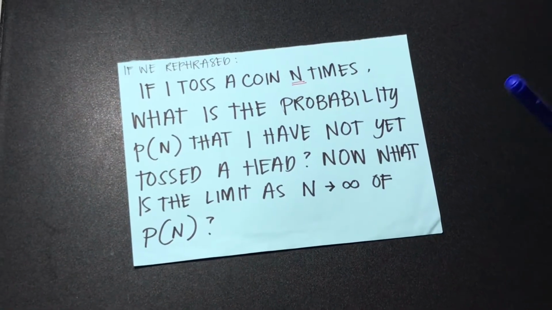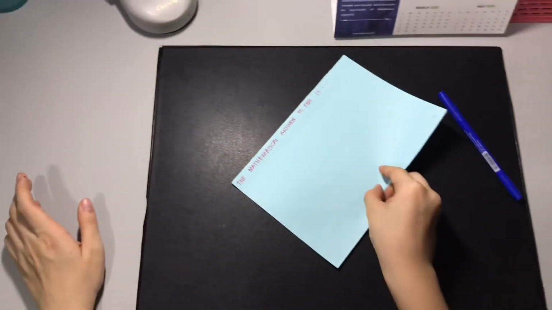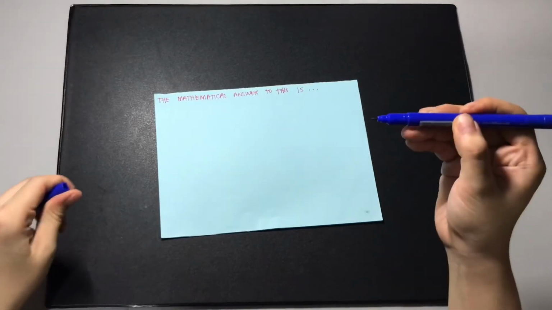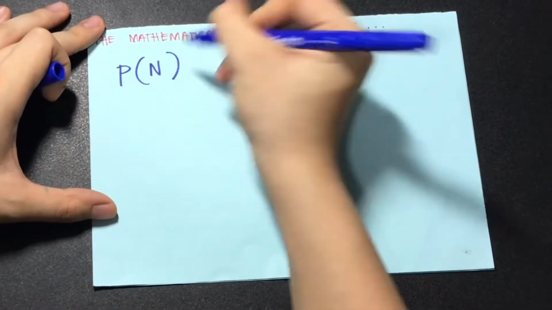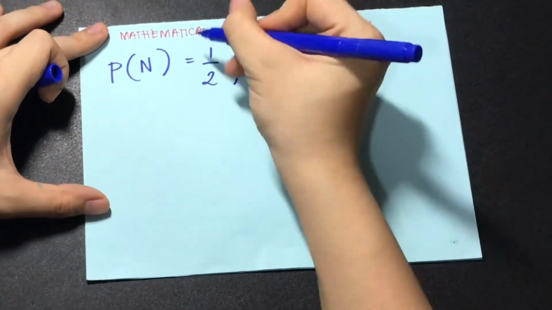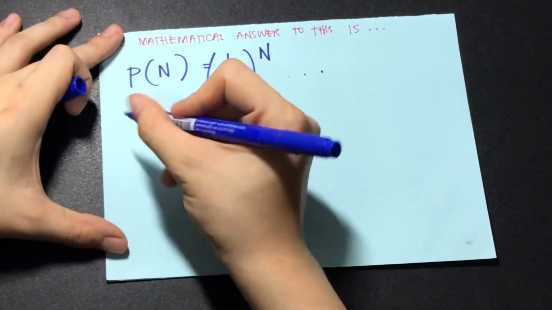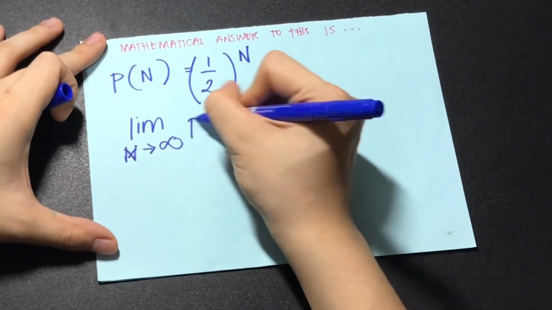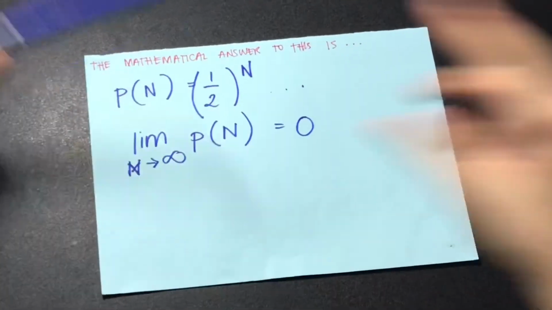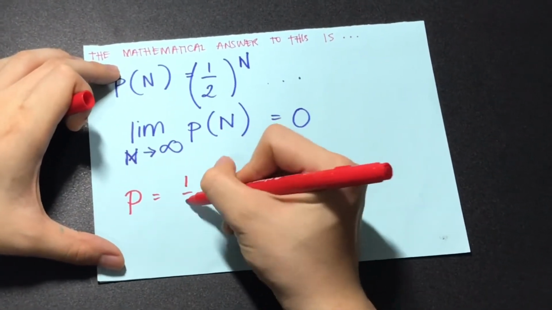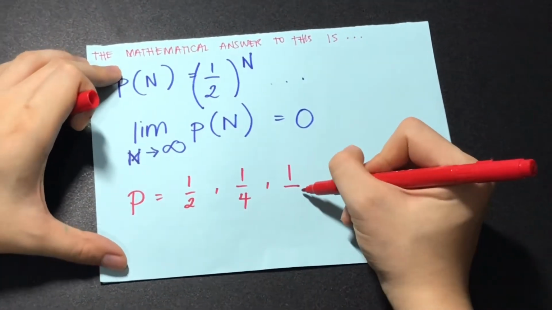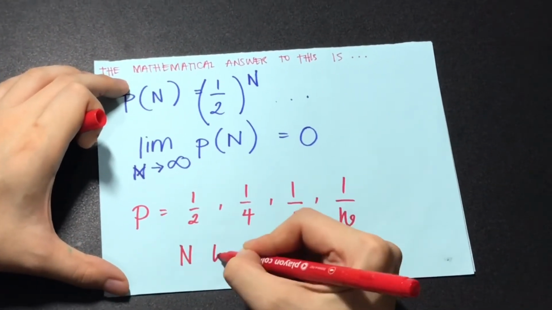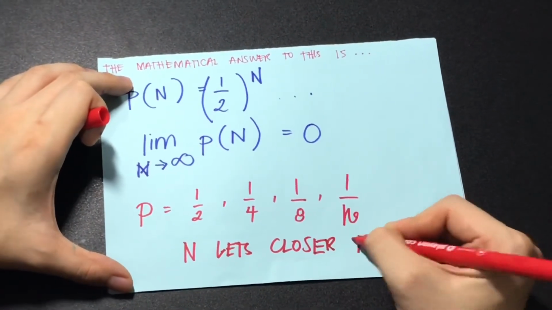Real life situation. Question: if I toss a coin n times, what is the probability Pn that I have not yet tossed a head? Now, what is the limit as n goes to infinity of Pn? Pn will be equal to 1/2 to the n. Then the limit as n approaches infinity of Pn is equal to 0, because Pn equals 1/2, 1/4, 1/8, 1/16, getting closer and closer to 0 as n goes to infinity.